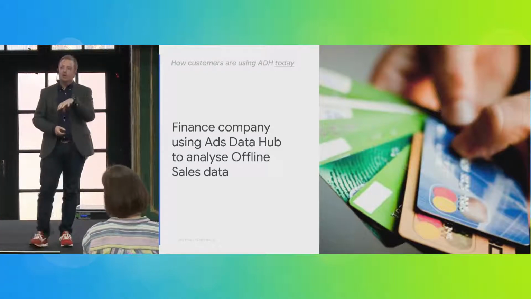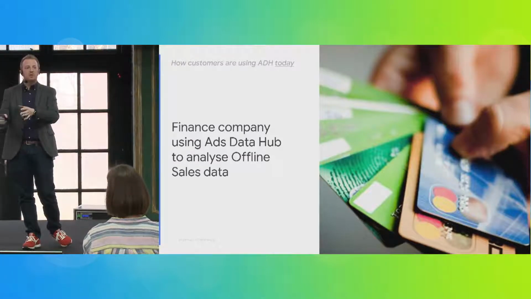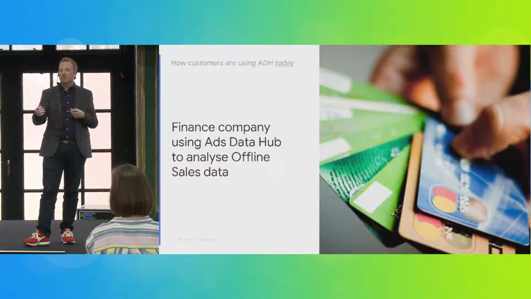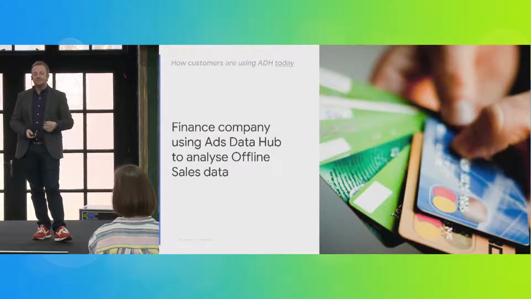Previously, they were doing all their marketing based on quotes. So it was lead to quote. Now, they're able to start bringing that data back in through Ads Data Hub and say, well, where are my actual sales coming from? Which media channels, which media exposures are leading to my sales? And bring that data back in and start optimizing now towards sales.